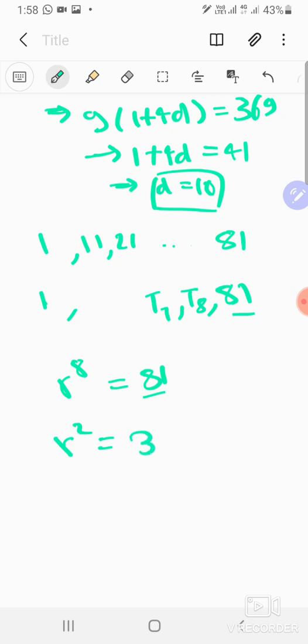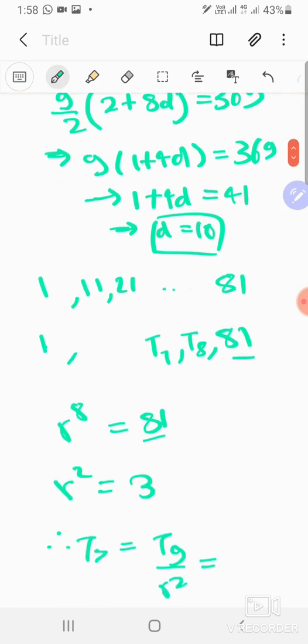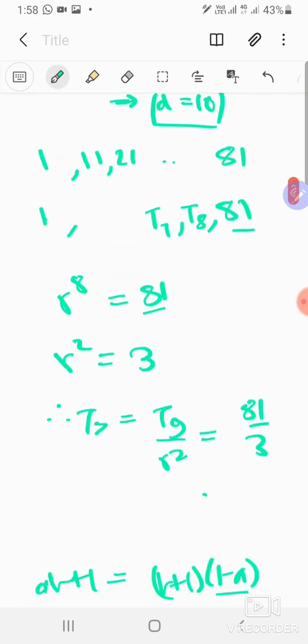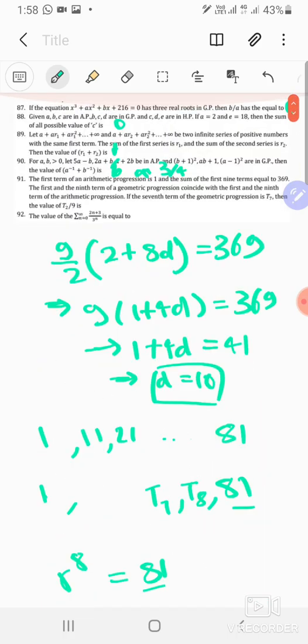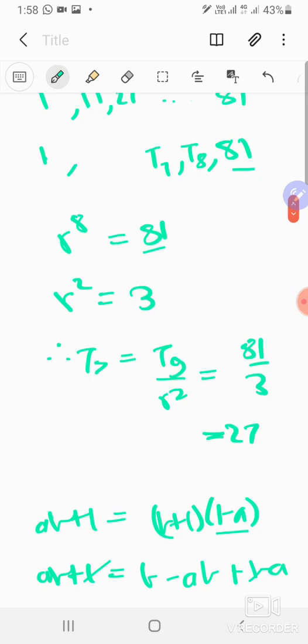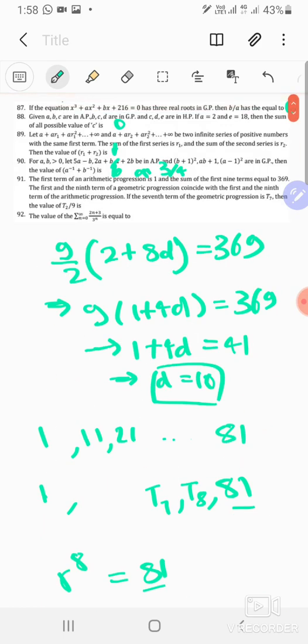So r squared is 3, therefore t7, which is just t9 upon r squared. What's t9? T9 is 81 upon r squared, which is just 3, so that's actually 27, right? Oh wait, we want to find t7 upon 9, so t7 upon 9 is 27 upon 9, which is just 3, so 3 will be the answer, right?